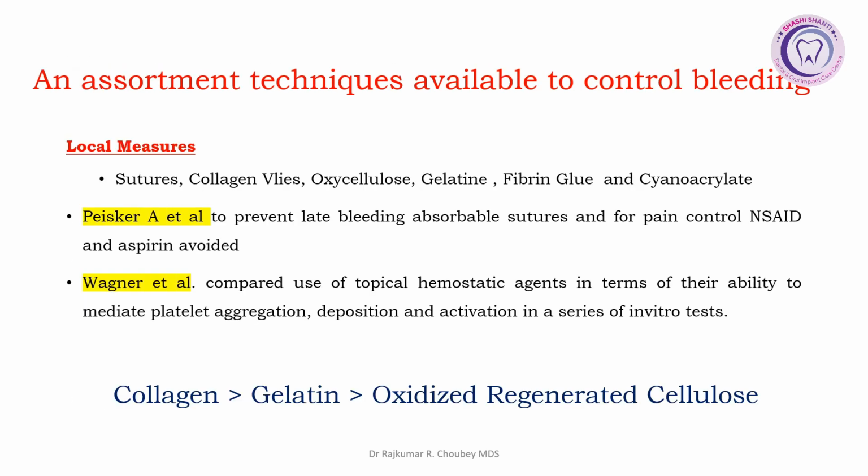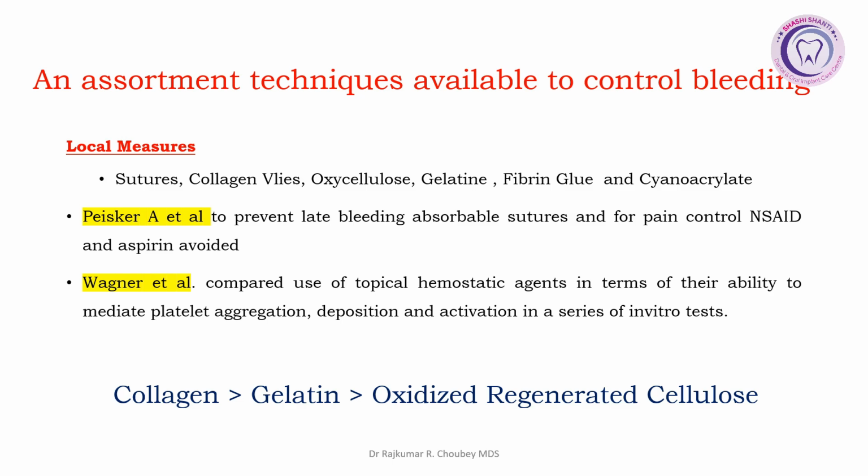There are local measures available to stop the bleeding, like sutures, collagen, oxycellulose, gelatin, cyanoacrylate. There are two studies, Pesker A et al. and Wagner et al. They performed the study by giving absorbable suture, and for pain control, NSAIDs or aspirin should be avoided in their study.